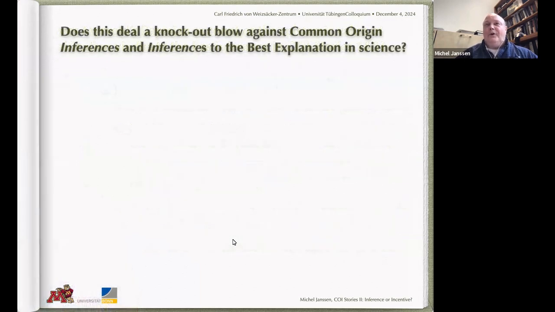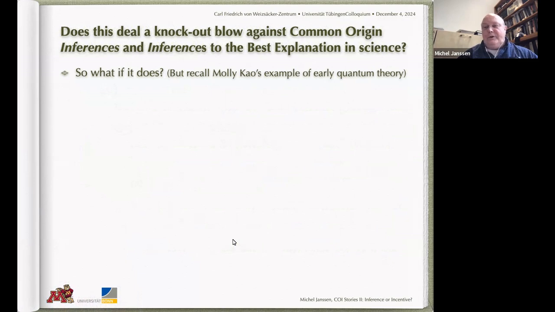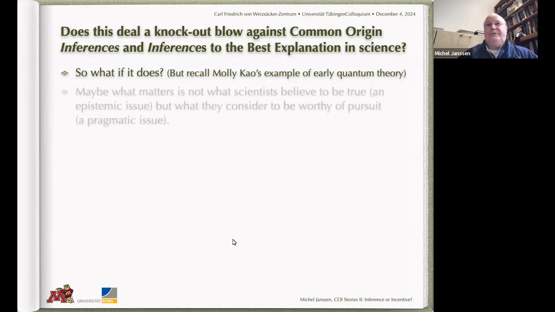All right. So does this now deal a knockout blow against common origin inferences and inference to the best explanation in science? And so recall, I can sort of weasel out of this by saying, look, we're just looking at the wrong examples. Like if you look at these examples that Molly Cowie is looking at, you can hang on to the idea that it is about inference. But I want to go the other route. What if we just say no, it's not inference?